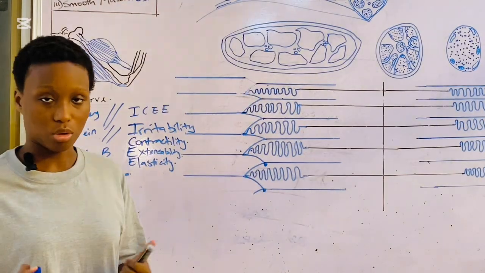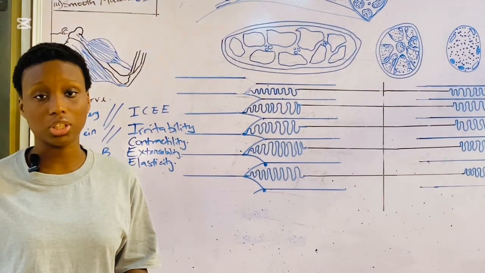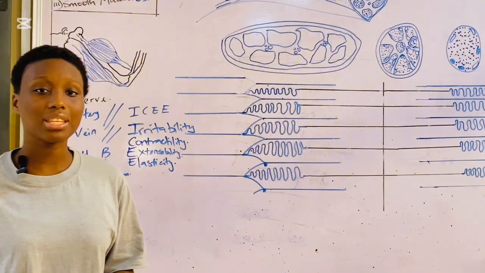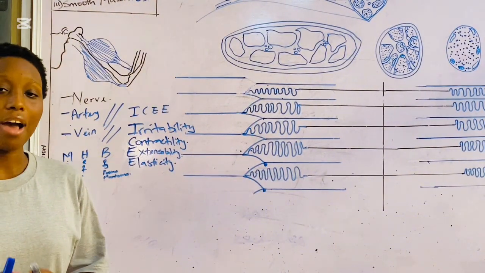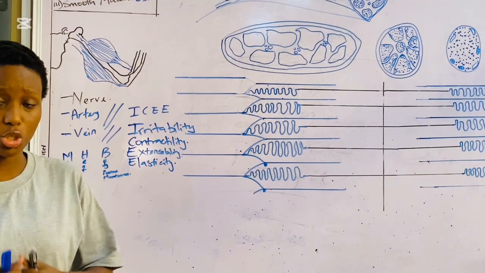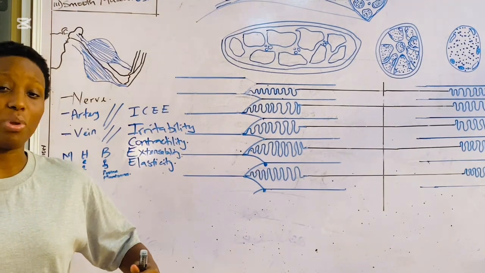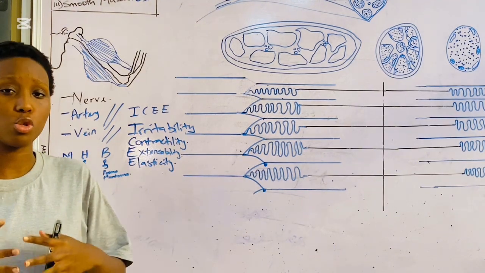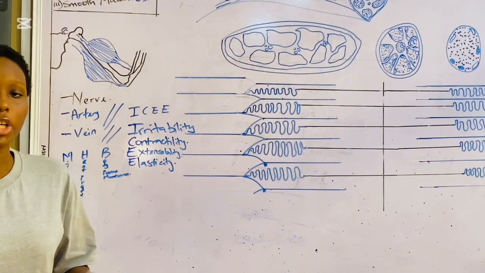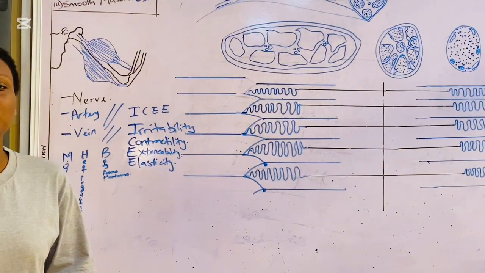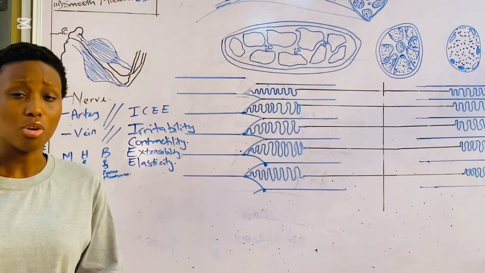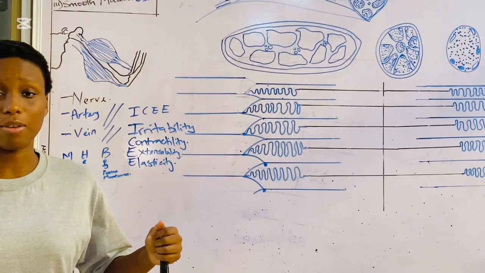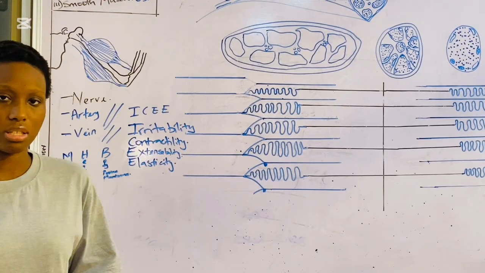Lastly, we have elasticity. We can remember elasticity from our physics, but in case we don't, elasticity means that after a particular material is stretched, it has the ability to return back to its normal position. In relation to muscle, elasticity means that after it has been stretched via contraction or via extensibility, it can return back to its appropriate size.